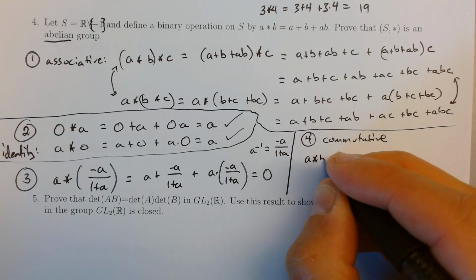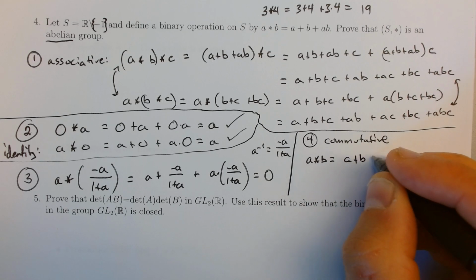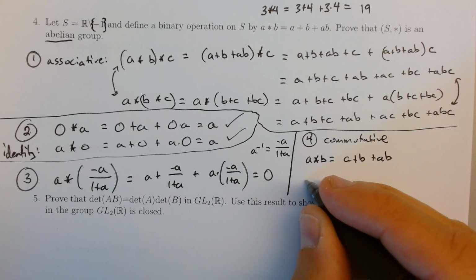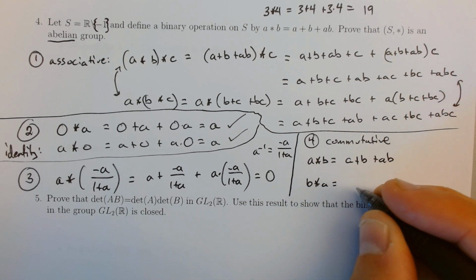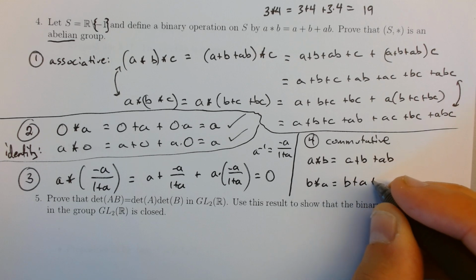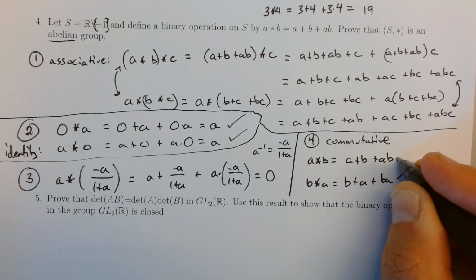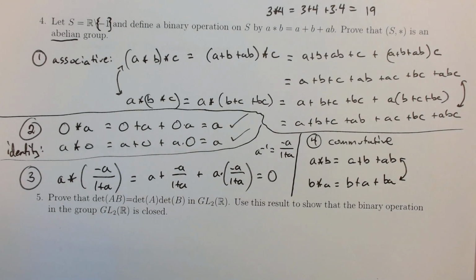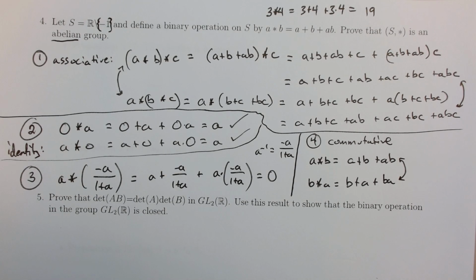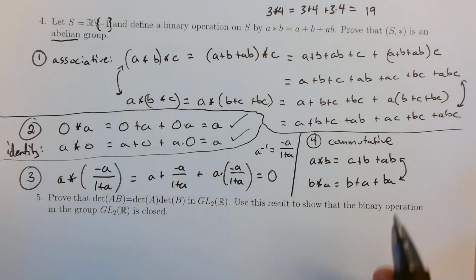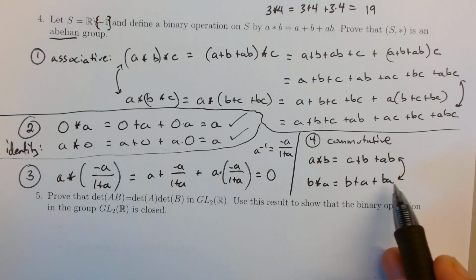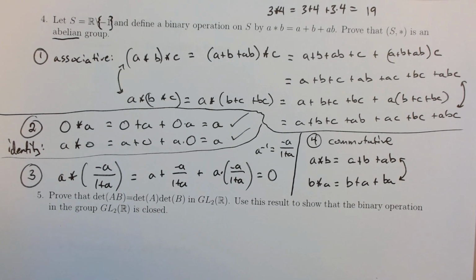If I do A star B, this is A plus B plus AB, and then B star A would be B plus A plus BA, but those are clearly equal to each other. And they're equal because it's kind of a symmetric setup, and A plus B is the same as B plus A, and A times B is the same as B times A, so it kind of inherits its commutativity from addition and multiplication being commutative.